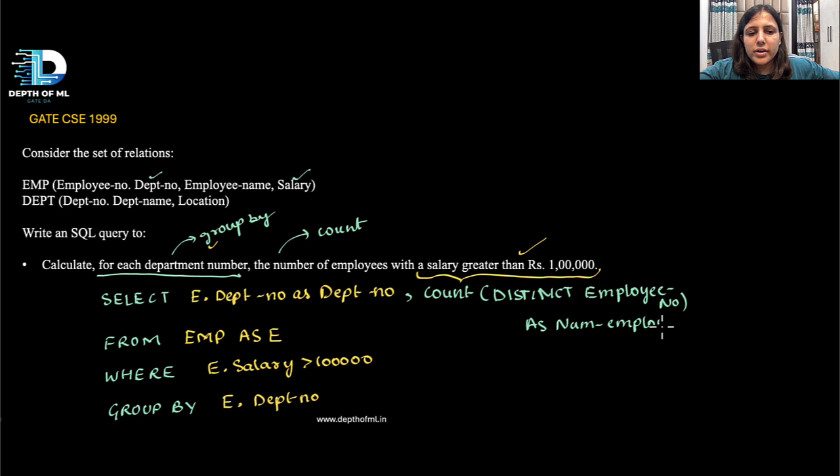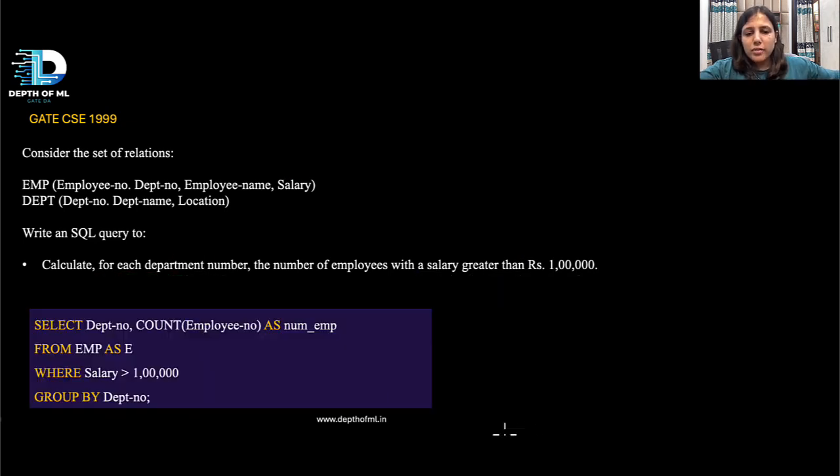Okay, so this is your final query, right? So you'll have select department number, count employee number as number employees from EMP as E, where here you should have E dot salary and here you should have E dot department number. Obviously you should have E dot here, right?